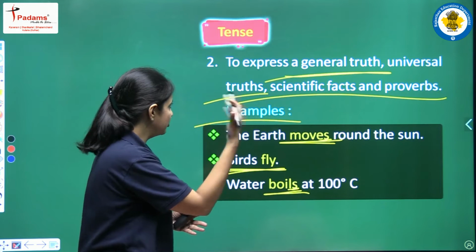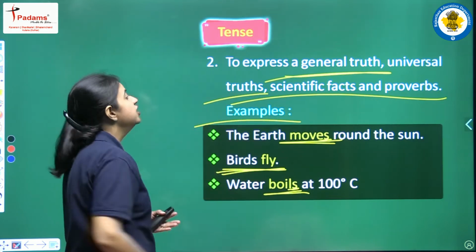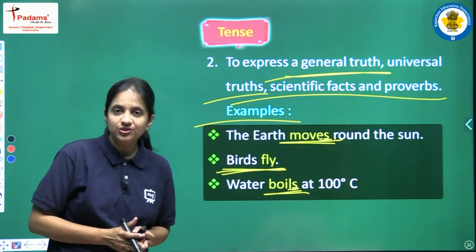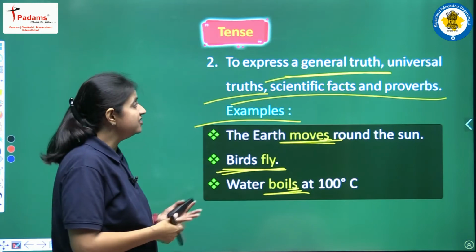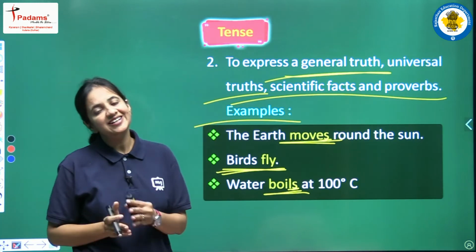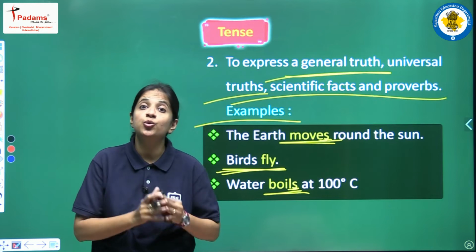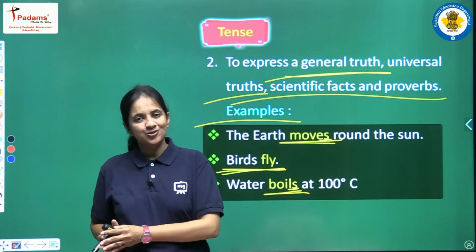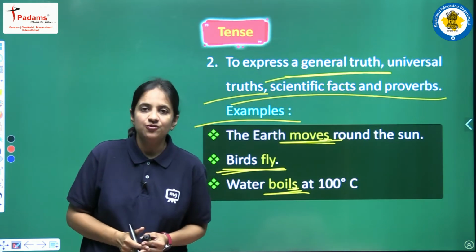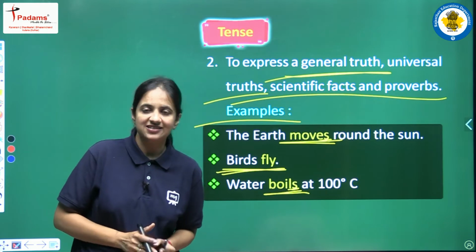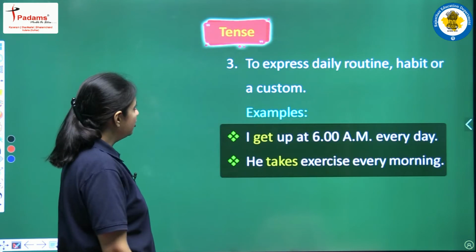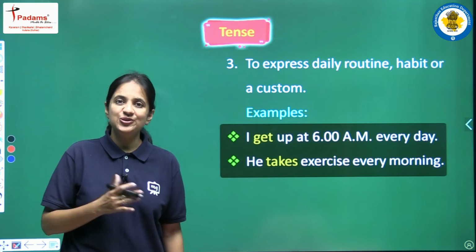So let's read one more time. This tense is used to express a general truth, we can say universal truth, and scientific fact, and at the same time to express the proverbs. So all these kinds of sentences always we use present simple tense. Clear? Next, moving on, and we are having the third use of this tense.